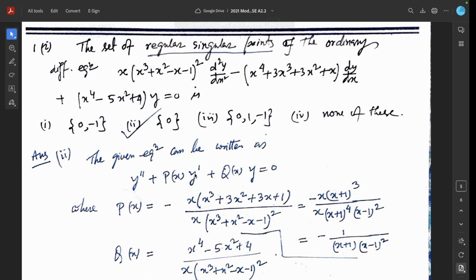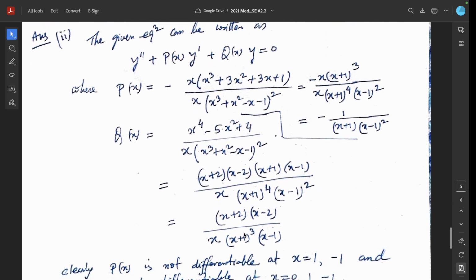The given differential equation is this. You can write this as y'' + p(x) y' + q(x) y = 0. So p(x) equals minus this divided by x times (x^3 + x^2 - x - 1) whole square. So we can write this as minus 1 by (x + 1)(x - 1) whole square. And q(x) equals (x^4 - 5x^2 + 4) whole divided by x (x^3 + x^2 - x - 1) whole square.